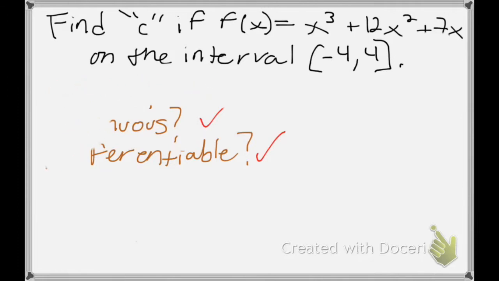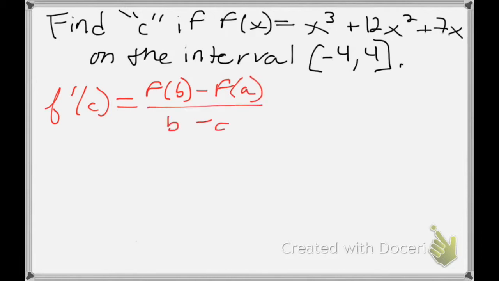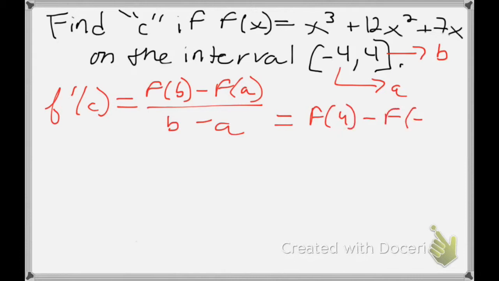So now we can move on, and what we will have to do is set up our mean value theorem equation. As we already know, f prime of C will equal f of B minus f of A all over B minus A. Now all we have to do is plug in. As we know, the 4, since it's our greater number, it's going to be our B. The -4 will be our A. So f prime of C equals f of 4 minus f of -4 all over 4, then minus a -4 will give us plus 4.